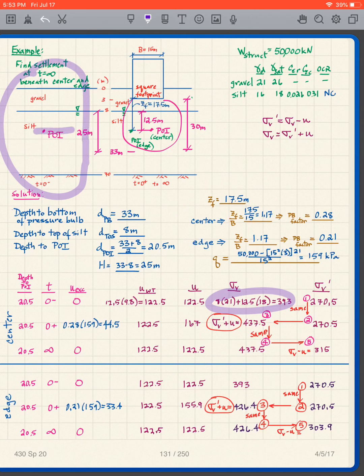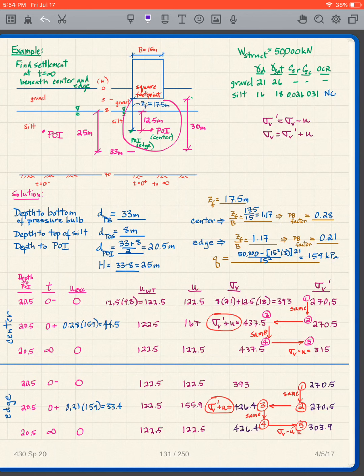There's my point of interest. So I've got gravel, I've got silt. So I have 8 meters of gravel, 8 times 21, and I've got 12.5 meters of silt, 12.5 times 18. I get my 393 for my sigma V.